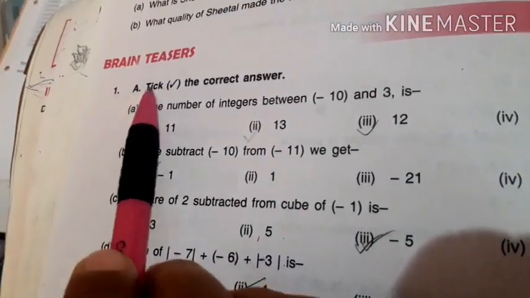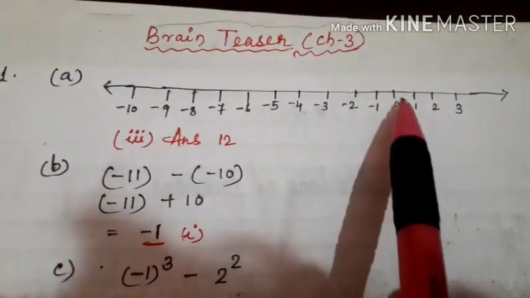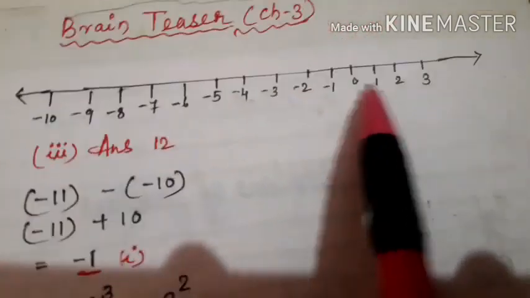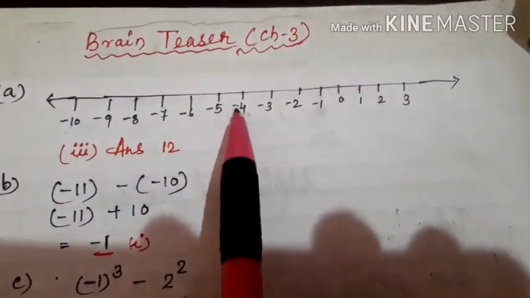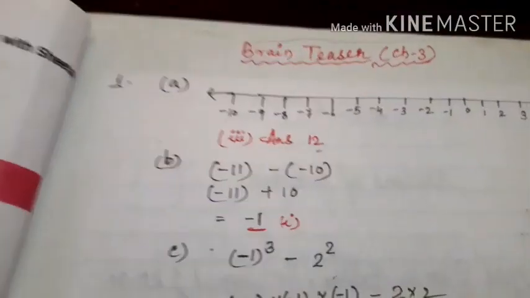See, question number 1. Take the correct answer. The number of integers between minus 10 and 3. See, I have drawn here the number line. Minus 10 and 3. You know, this is the 0, plus 1, 2, 3 you have to write on the right side of the 0. Then on the left side you have to write negative numbers up to minus 10. How many integers are there in between 3 and minus 10? See, 1, 2, 3, 4, 5, 6, 7, 8, 9, 10, 11, 12. The answer is 12. B.